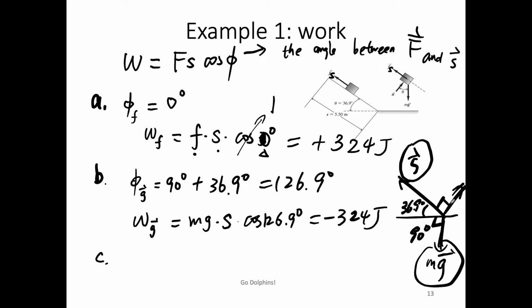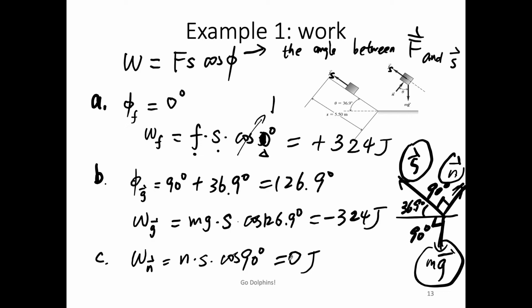This is our normal force. There is an angle between normal force and S, and I know it's 90 degrees, right? So the work done by normal force is normal force times displacement times cosine of the angle between normal force and displacement, which is 90 degrees. And I do know cosine 90 degrees is 0. So this work is 0. The work done by normal force is 0, which is not surprising.